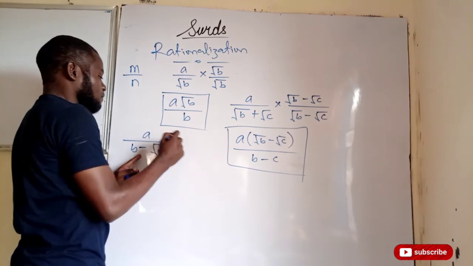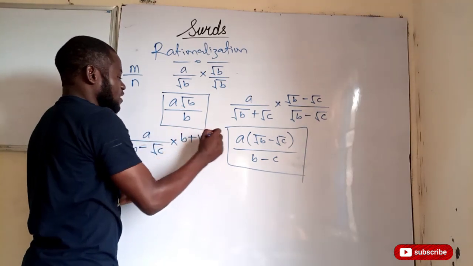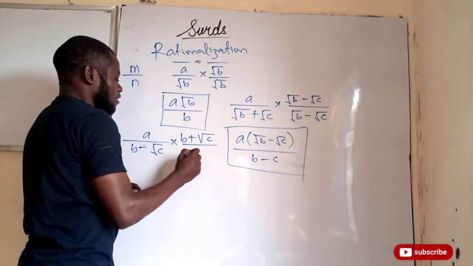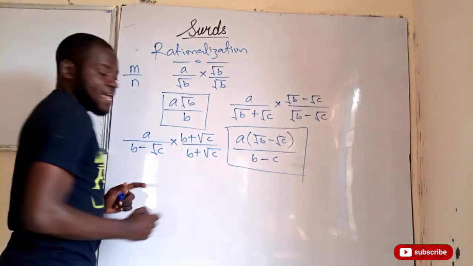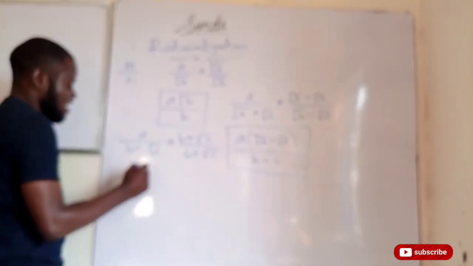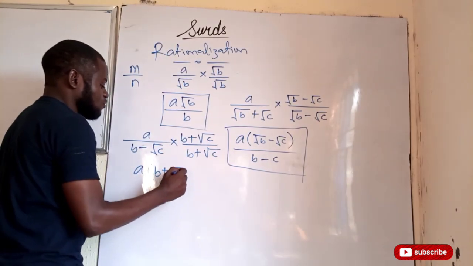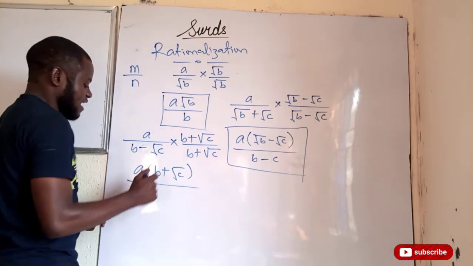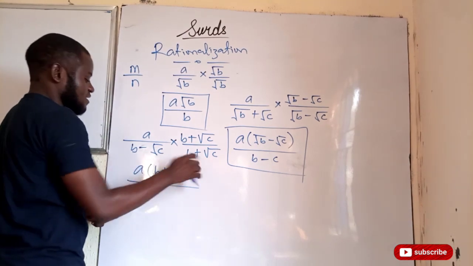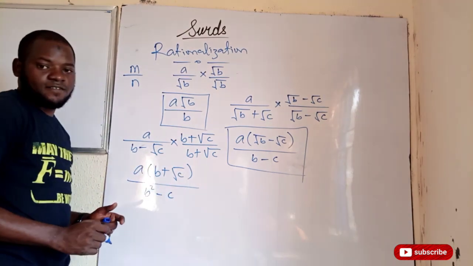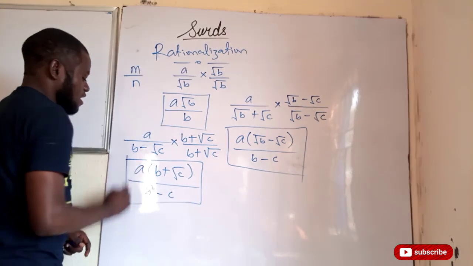So, I have to multiply the numerator and denominator by the conjugate of the denominator. Hence, this will give me a into bracket b plus root c divided by b times b, that's b squared, and this will become minus what? C. So, this will be our result.